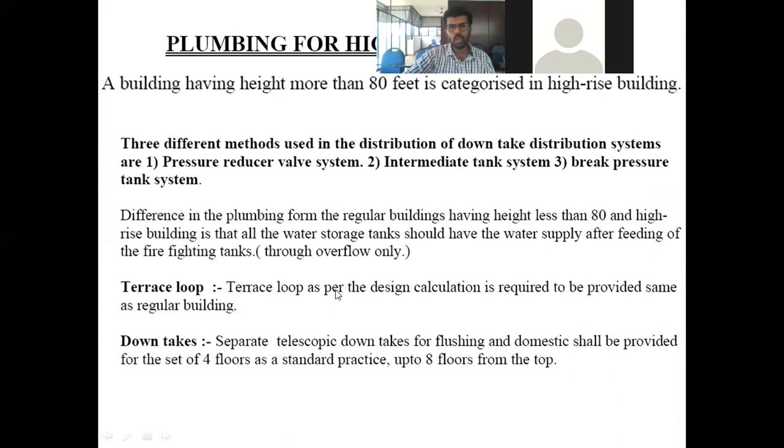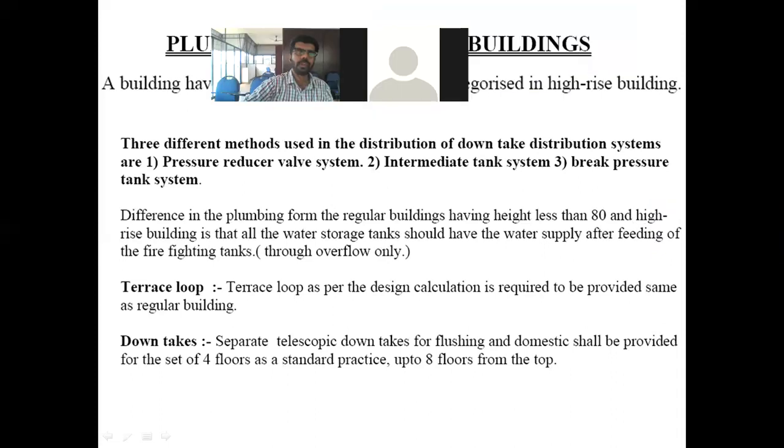Now, terrace loop. Terrace loop, as per the design calculation, is required to be provided the same as in a regular building. Terrace loop is nothing but, there will be a terrace, and if you want to give water to the individual toilets in the surrounding flats, you can have a loop system. Loop system means the water from the water tank will be taken, and you can just give a round pipe, a loop system, around the terrace. And sometimes one toilet will be in one corner, the other toilet will be in the other corner.